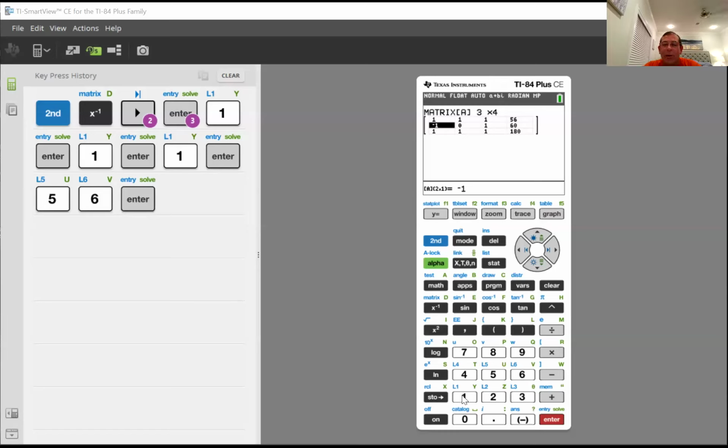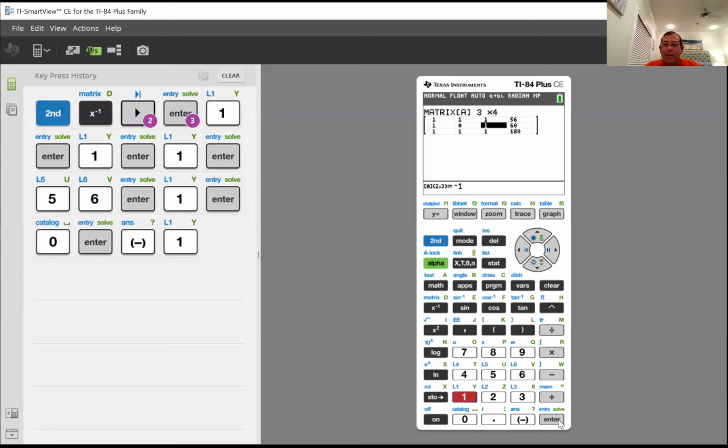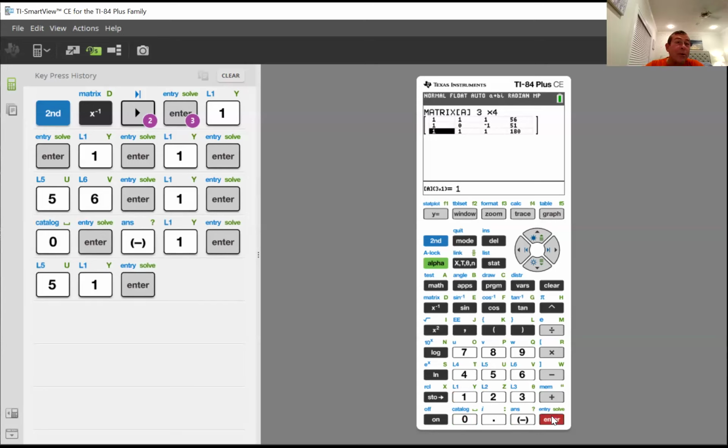So I got a 1 here. 0 on that row for the Y. Negative 1 for that Z. And that equaled 51. And that's actually pretty quick on that. So good job. So this last row has a 0 for the X, enter. 1 Y.